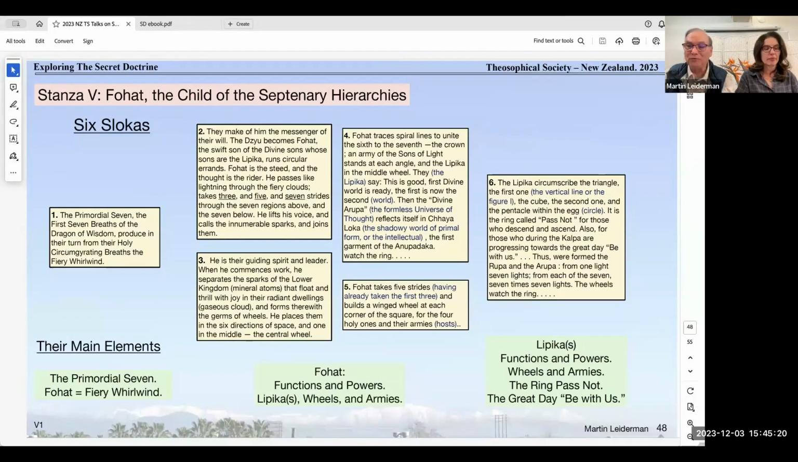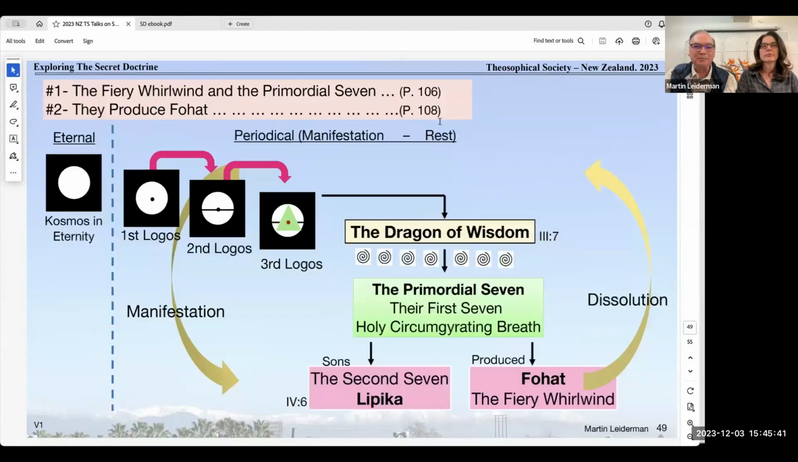This is the work of the third logos, to contemplate the ideas, to send the Lipikas, to manifest the universe with an order. In that order, you're going to have laws and hierarchies and analogies, and it's a beautiful story in stanza 5. Okay, so here is an illustration of number 1.